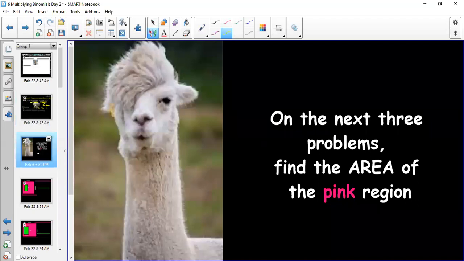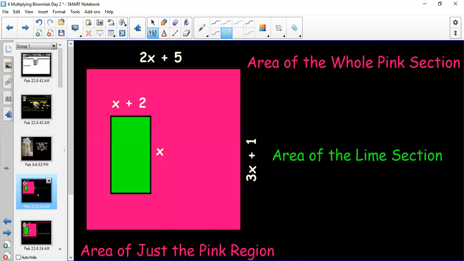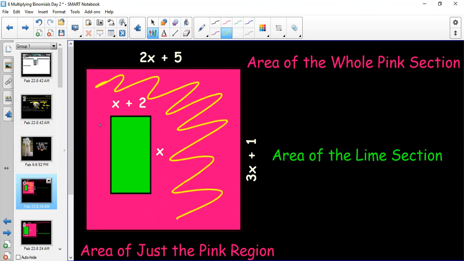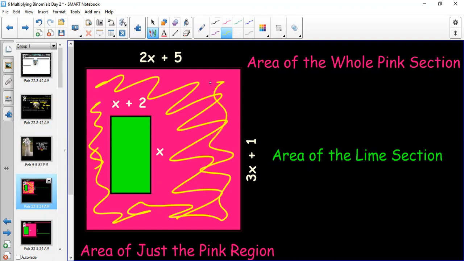So we have three problems coming up. We are going to find the area of the pink shaded region only. Okay, so this is what it looks like. So I want to find just the area that is colored pink, but I don't want to find the area that is in green. So everything that's in pink, but without the green.